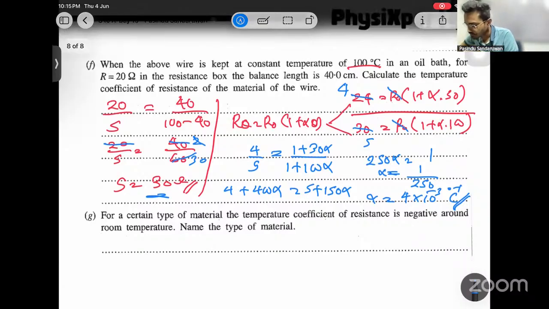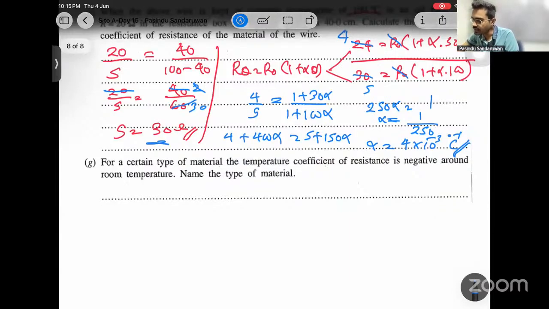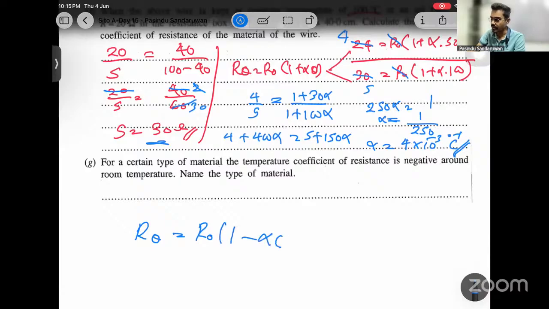Part G: for a certain type of material, the temperature coefficient of resistance is negative around room temperature. Name the type of material. That's straightforward, it's a theory part. The temperature coefficient is negative in semiconductor materials. That's why we write this equation for semiconductors as R theta equals R naught times 1 minus alpha theta.